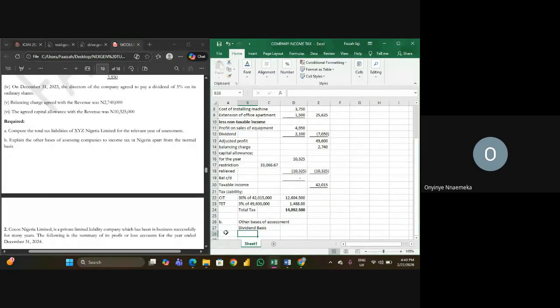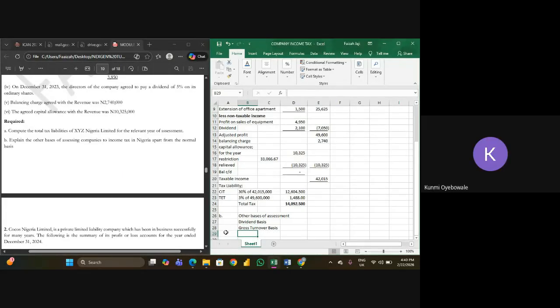If someone is trying to ask a question, all right. So the other basis apart from these two, what other basis do we have? The gross turnover basis. Okay. So can you tell me about the gross turnover basis? Okay, let me give you a hint. It's similar to what we explained for dividend.